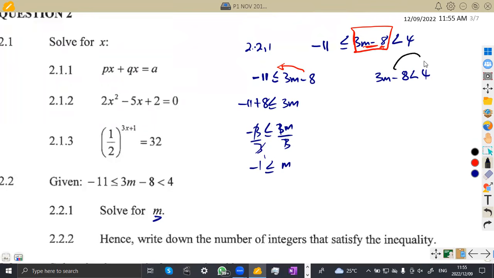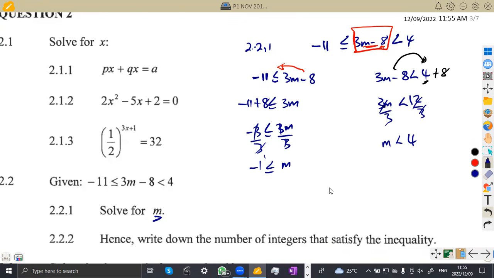On the other part, we are going to transpose -8, which is a constant, to 4, so it's going to add. So that means we're going to have 3m is less than 4 plus 8, that is 12. So you can divide by 3 both sides, since 3 is multiplying here. If we divide by 3, that is going to be m is less than 12 divided by 3, that is 4. So nothing changes. We haven't divided by a negative.